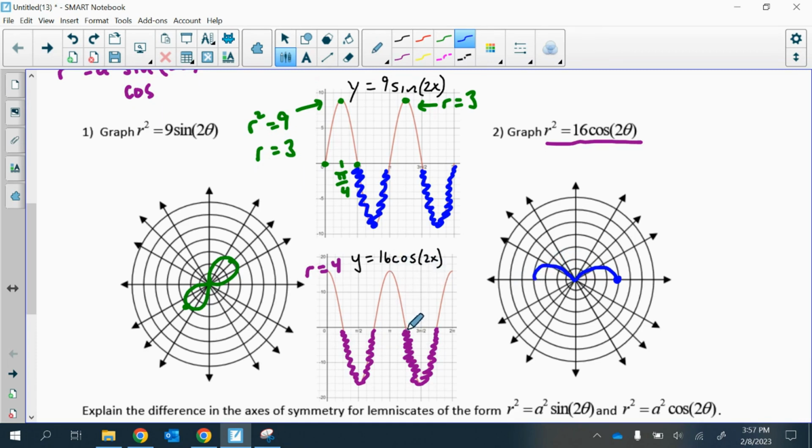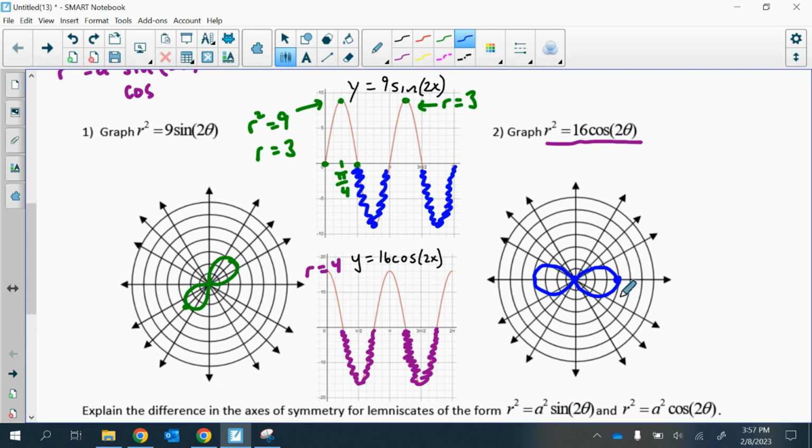And then until pi, we end up at 4. And then from pi back to 5 pi fourths, we end up back at 0. We pause while it's under the axis. Then from 7 pi fourths to 2 pi, we go from an r of 0 to an r of 4. So we end up at (4, 2 pi), which is in the same spot that we started with.